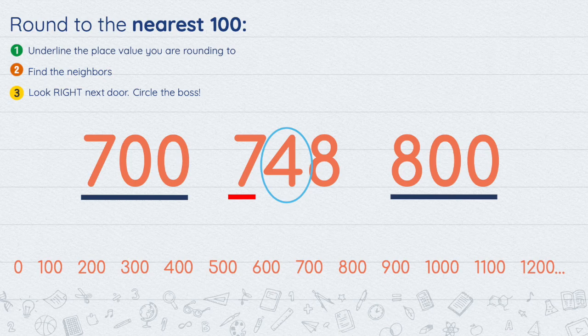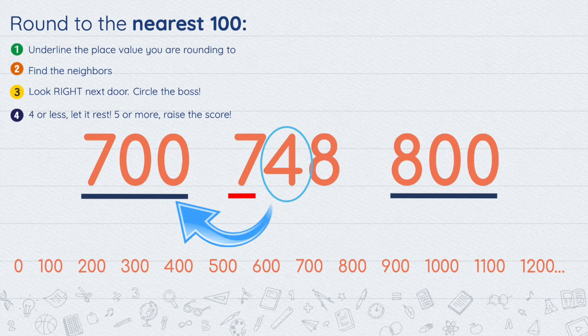Now that I have the boss circled, I have to think about the last step, step number 4, and I have to think about my rounding rules. 4 or less, let it rest. So the number 4 is smaller than 5. It's on the first group of numbers, and the number 4 tells me to round down. So 748 rounded to the nearest 100 is equal to 700.